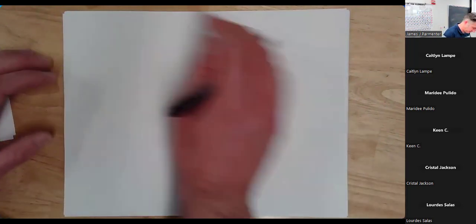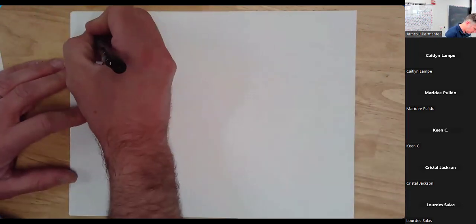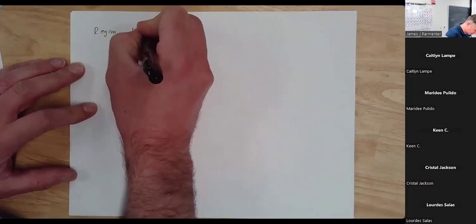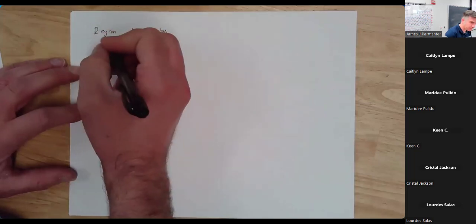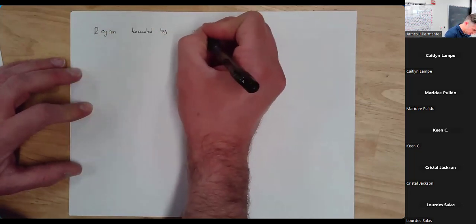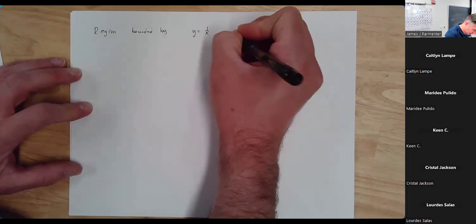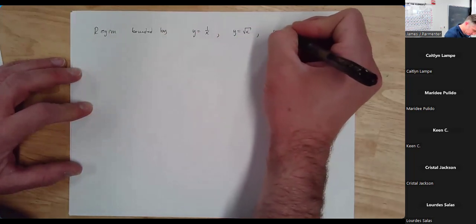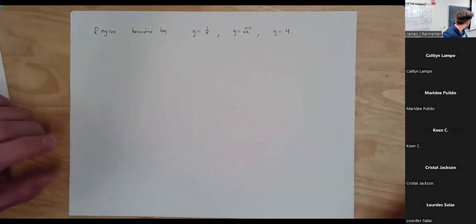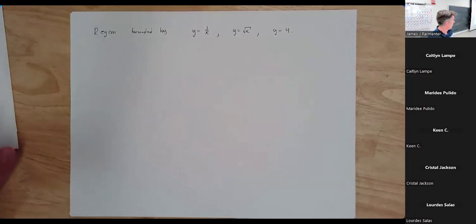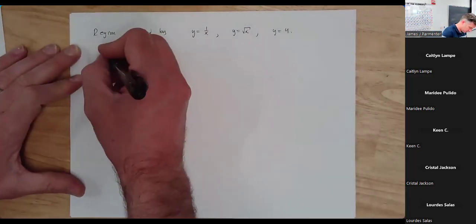So let's say we have the following region, the region bounded by y = 1/x, y = the square root of x, and y = 4. And this is something that we should be able to draw relatively quickly. Not perfectly, just quickly.